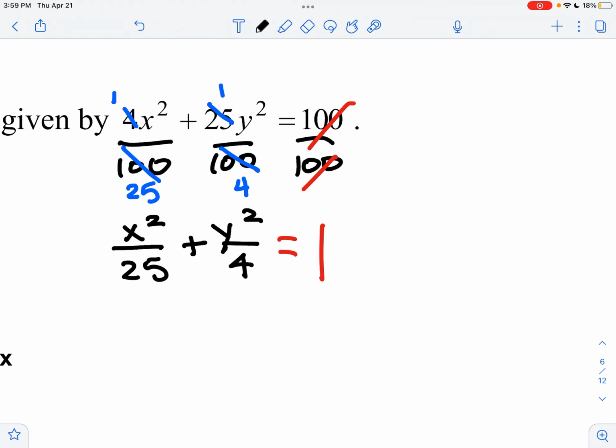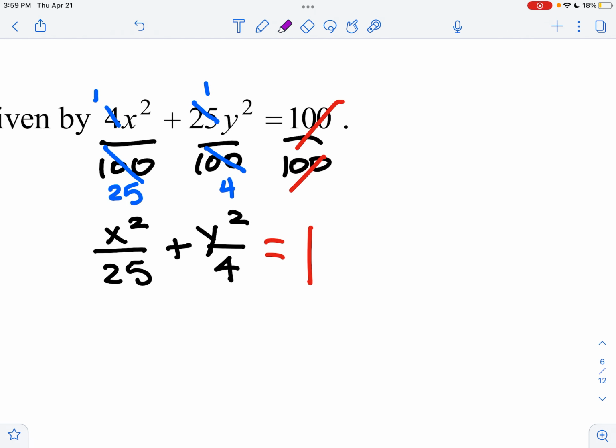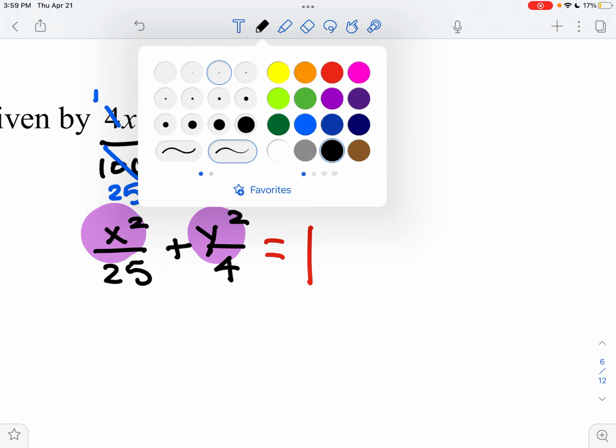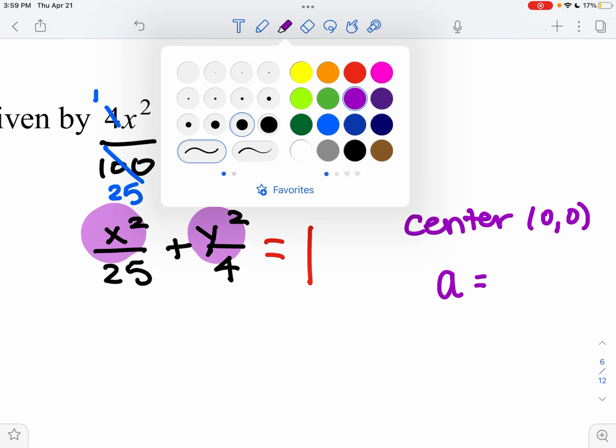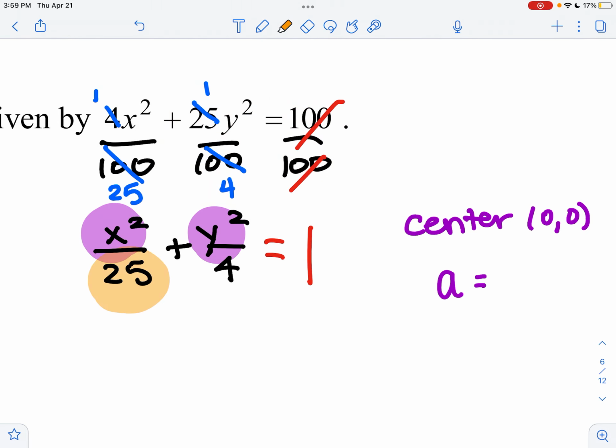So now here's what you're going to do. We notice a couple of things. We notice that x is by itself. There's no minus h, and y is also by itself. There's no minus k. That's good news. So now we're going to look at the denominators. So we know our center is at 0, 0. So now we're going to decide, okay, what's the value of a? Now remember, a is always the bigger value. So I see here 25 is bigger. So I know a squared equals 25.